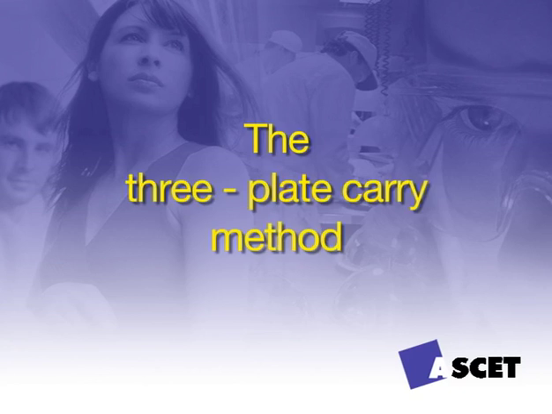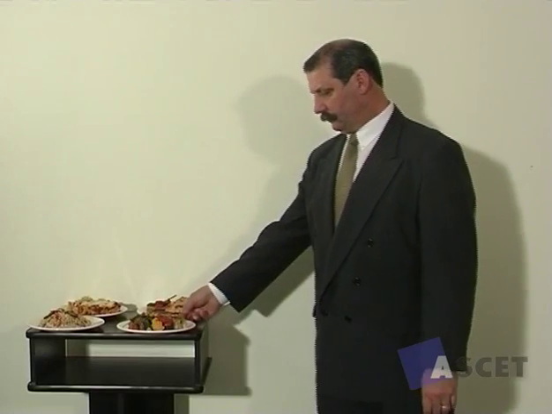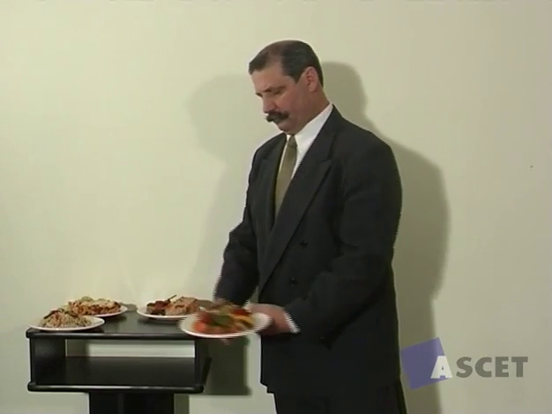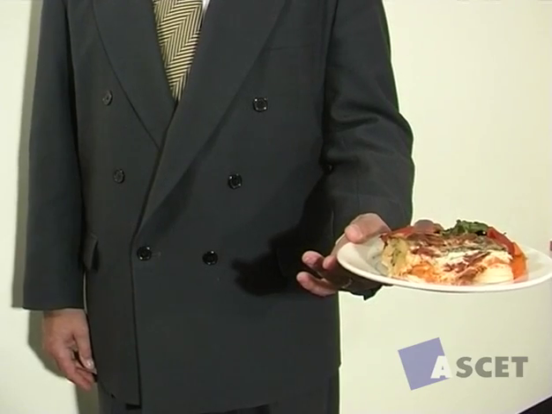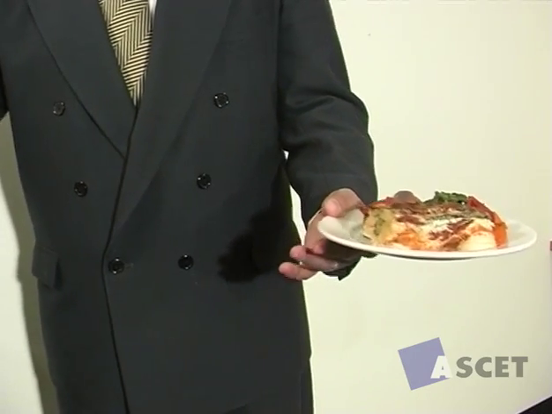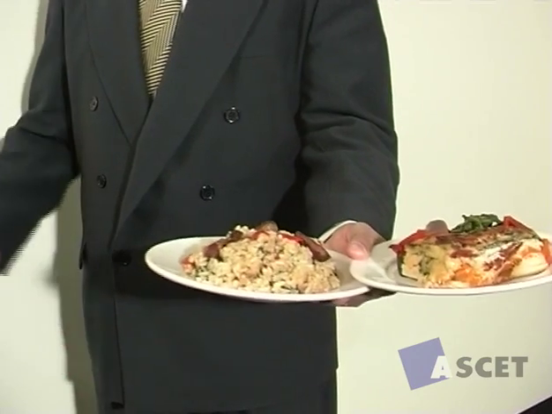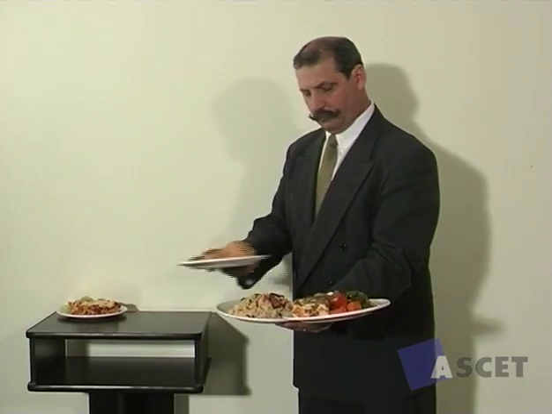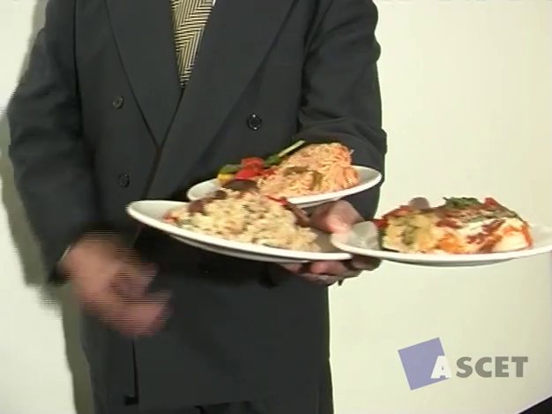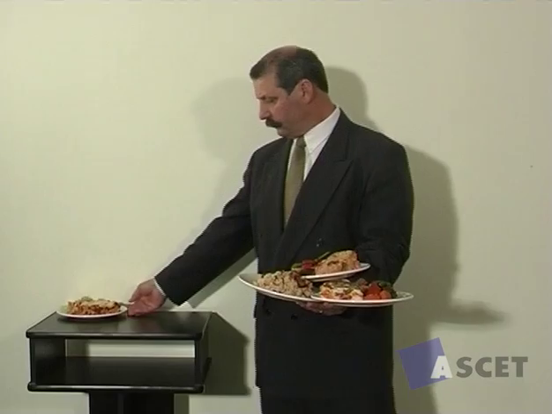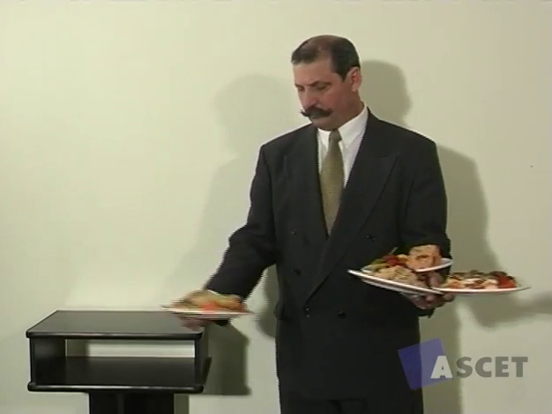The 3-plate carry. This is performed by placing the first plate between your thumb, index and middle fingers. The second can then slip under the rim of the first plate and be supported by your ring and little fingers. The third plate then sits on your forearm and the rim of the second plate.